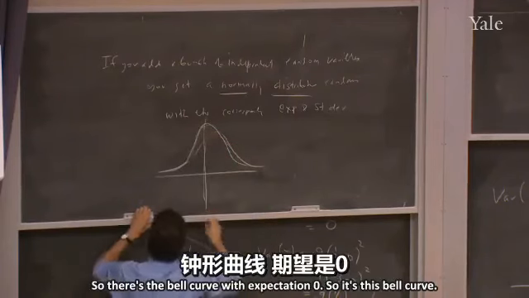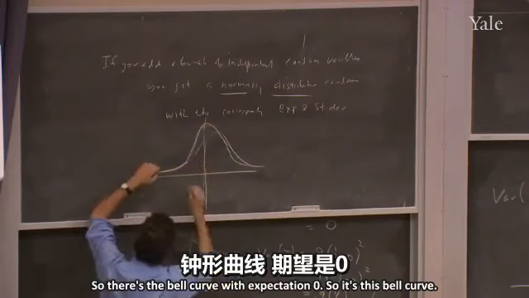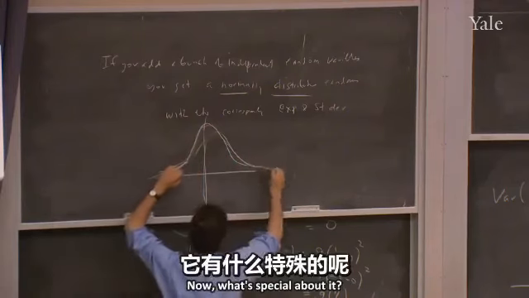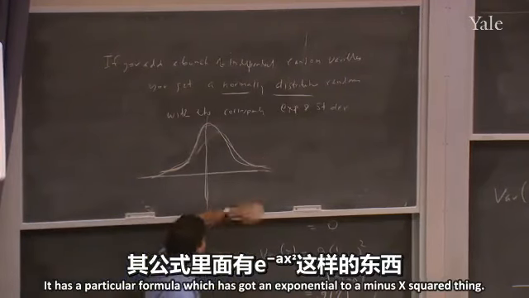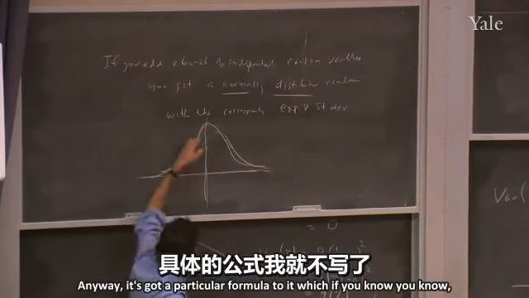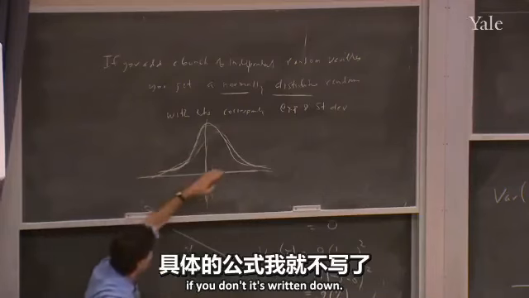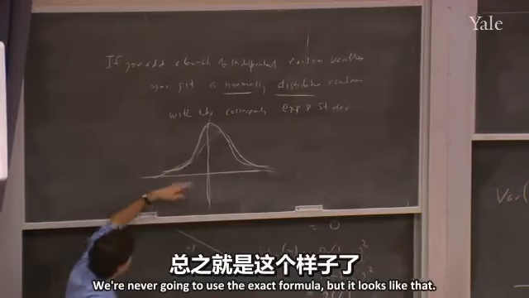Okay, so there's the bell curve with expectation 0. So it's this bell curve. Now, what's special about it? It has a particular formula, which has got an exponential to a minus x squared thing. If you know it, you know; if you don't, it's written down. We're never going to use the exact formula. But it looks like that.